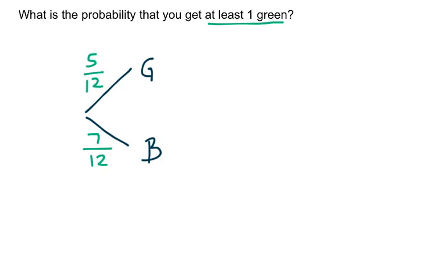Now for the second draw. The first ball was green, and after that I can either get a green one or a blue one. I'm leaving the first one out, and it was green. So now I have 11 candies left in the bag, and 4 of them are green. I have 11 candies left in the bag, and 7 of them are blue.